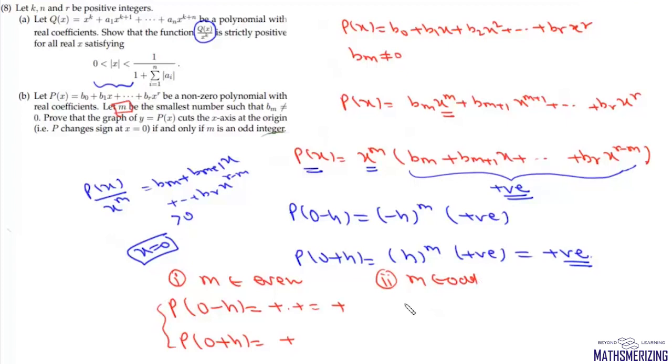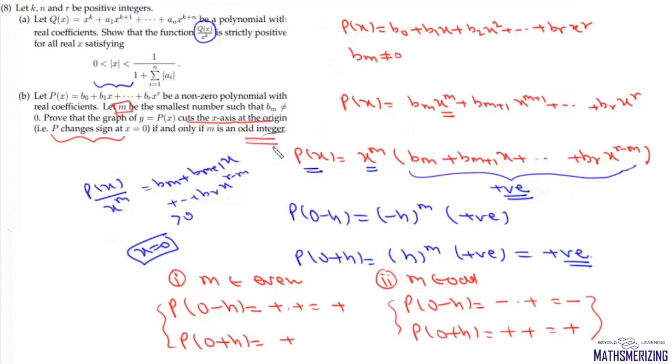If the value of m is odd, in that case p of 0 minus h will be minus 1 to the power m, so it will be minus into plus, which is minus, and then p of 0 plus h will be plus into plus, simply plus. So the sign of this expression changes when the value of m is odd. So this function is going to cut the x-axis at the origin, that is, it is going to change sign at x equal to 0 if and only if m is an odd integer.